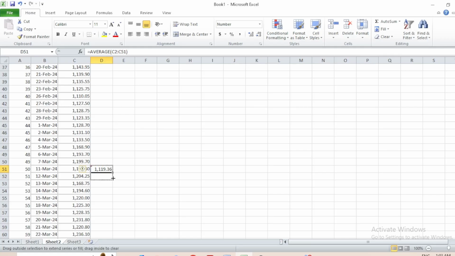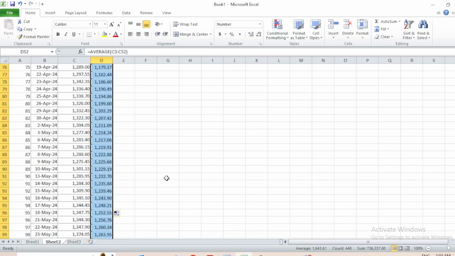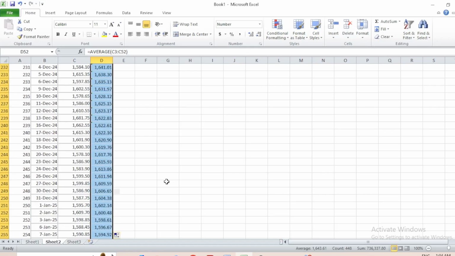Now if I move downwards, the formula changes. Now I am including one more cell, that is C52, and leaving one cell above behind. So now the formula becomes C3 to C52. Similarly, for all the cells, I will calculate the moving average. Now what is the benefit of using this moving average?